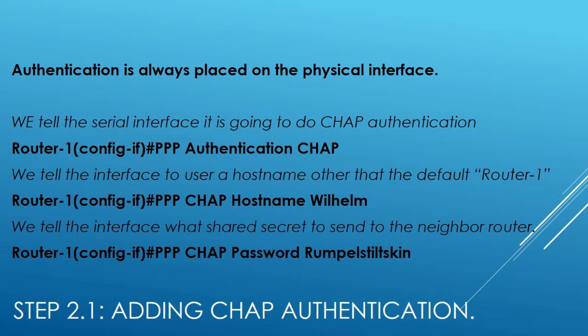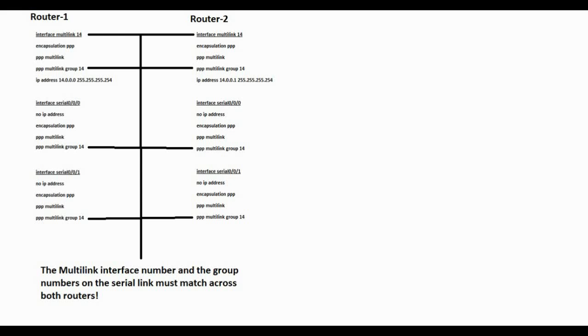Now, authentication with Multilink is always put on the physical interface. So we're still in the serial interface here, and we're going to tell it authentication chap. The host name is going to be Wilhelm, and the password is going to be Rumpelstiltskin. Something to remember about chap authentication: the password Rumpelstiltskin is a shared secret. So the password has to be the same on one side as it is on the other. You can't mix and match your passwords by pointing it to different host names.